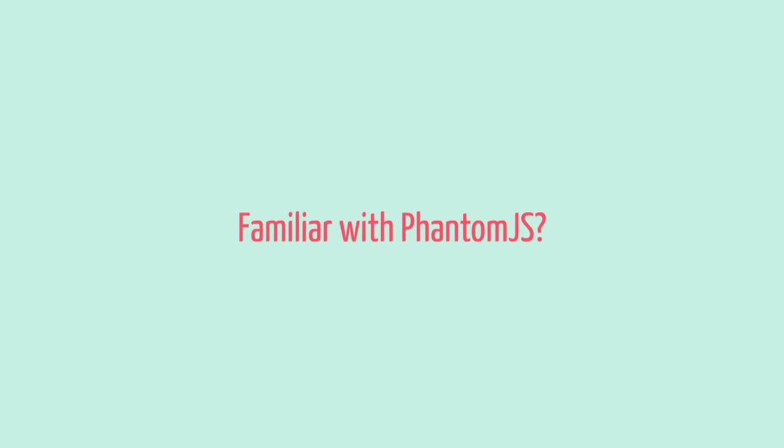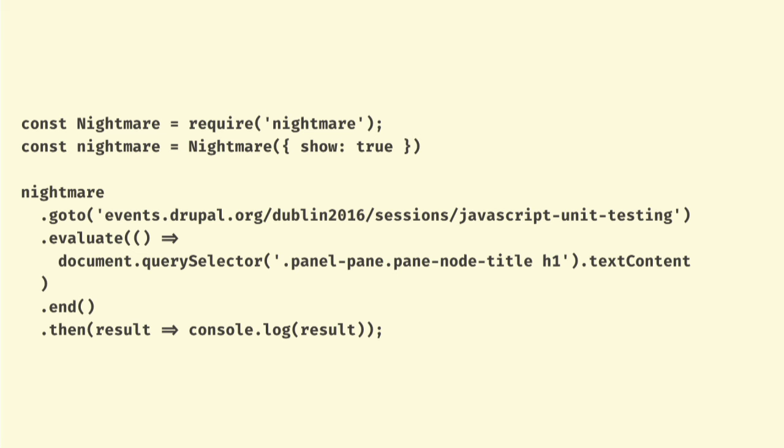So if you're familiar with Phantom, this might seem a little bit strange coming up, but hopefully not. Nightmare is pretty easy to use. Like we said, we're going to go to the page on Drupal.org for this session. We're going to use evaluate, which allows you to run JS on the page that you've just requested. And so we're going to pull the title of the session here. We want to see if the session title is what I think it is on the page.